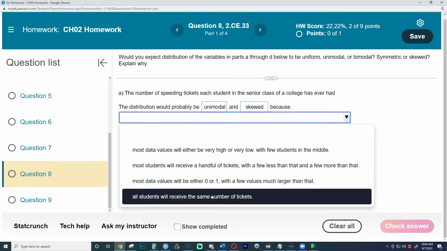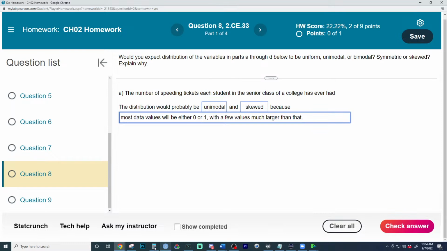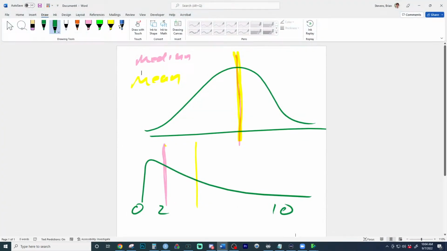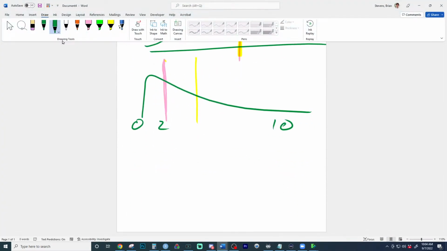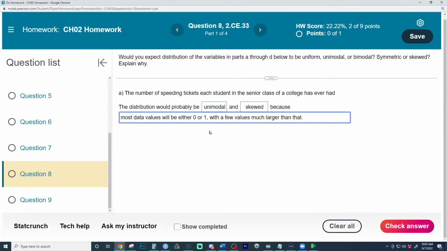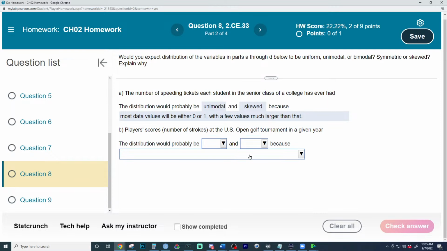Yes. Uniform would be, if ever, the same probability. Uniform means a flat distribution. So if we had answered uniform, it would be like there's as many people getting 0 tickets as 10. I don't think it's going to be uniform. It's more centered around like 0 or 1 and a few larger values. Whew, that was a tricky one.